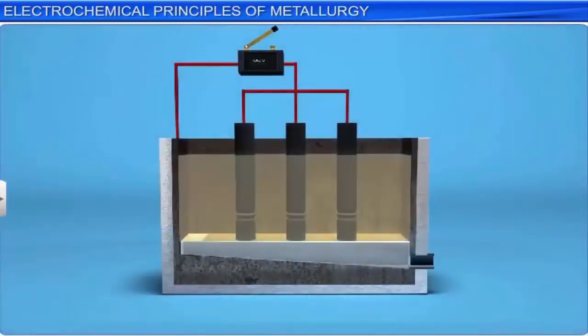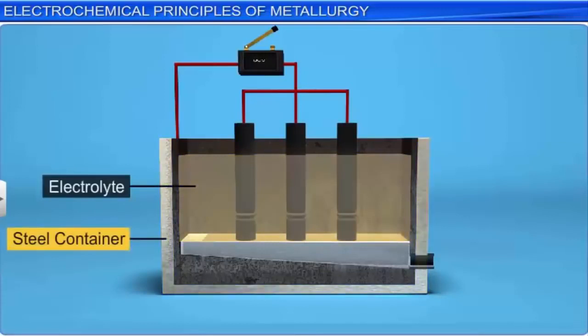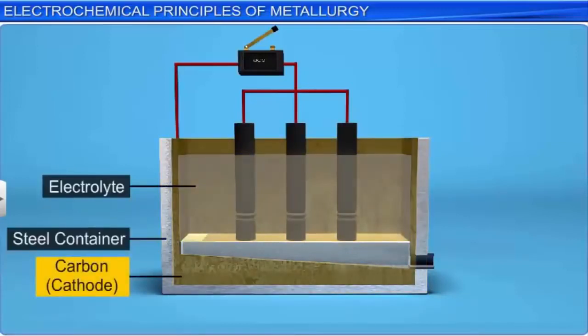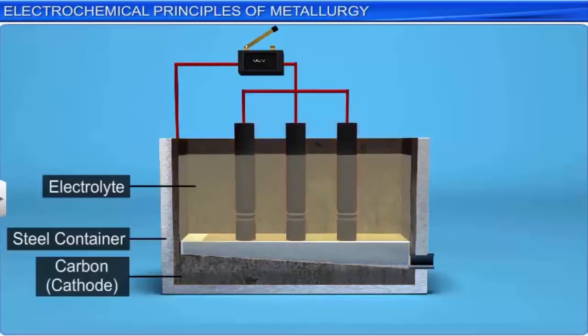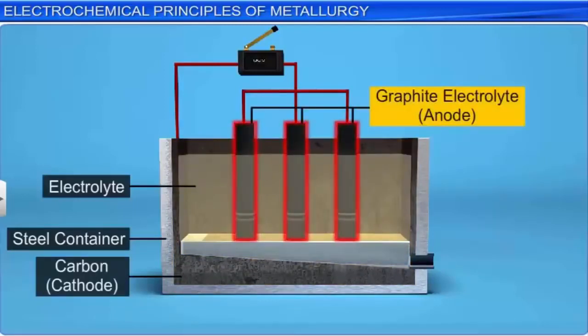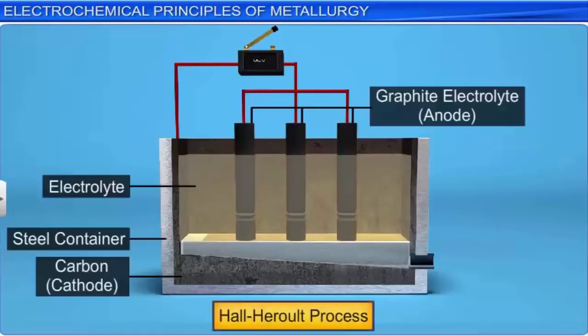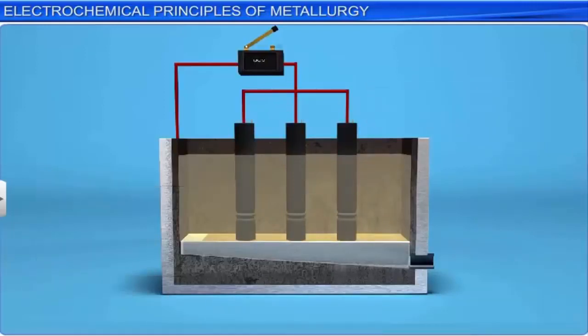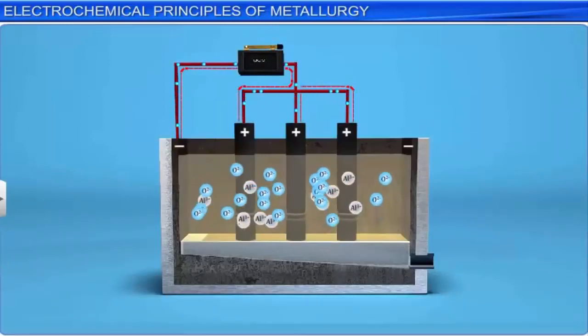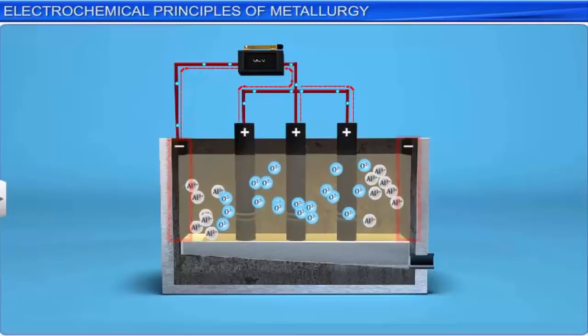In this process, the electrolyte is taken in a steel container lined with carbon, which acts as the cathode. A bunch of graphite rods immersed in the electrolyte act as the anode. This process is also known as the Hall-Héroult process. When current is passed, all the Al³⁺ ions move towards the cathode.